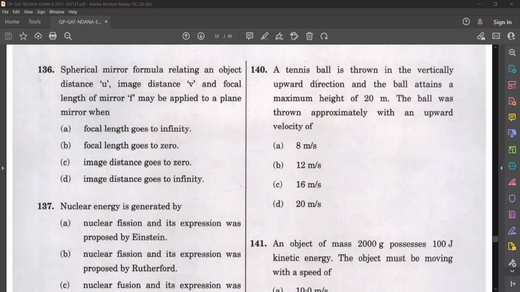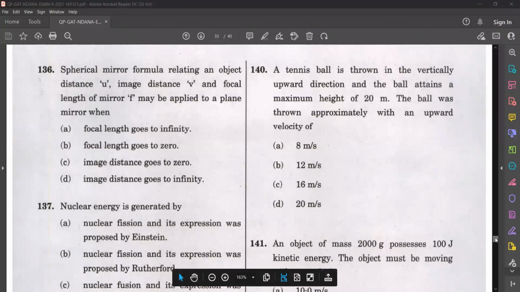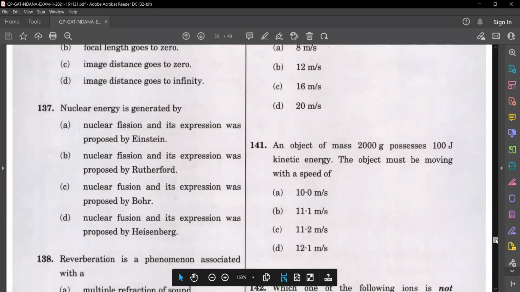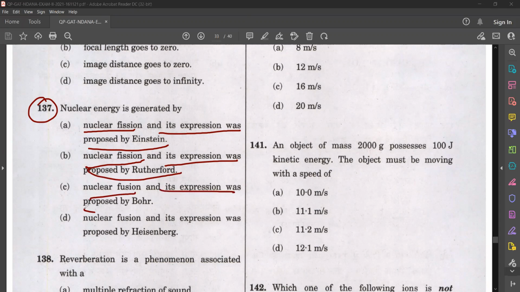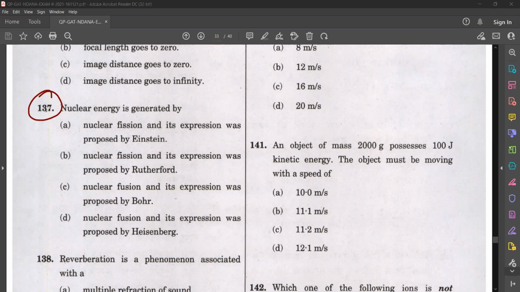Next question. Question number 137. Nuclear energy is generated by. Options: nuclear fission and its expression was proposed by Einstein. Nuclear fission expression was proposed by Rutherford. Nuclear fusion expression was proposed by Bohr. Nuclear fusion expression was proposed by Heisenberg. So what is the correct answer?